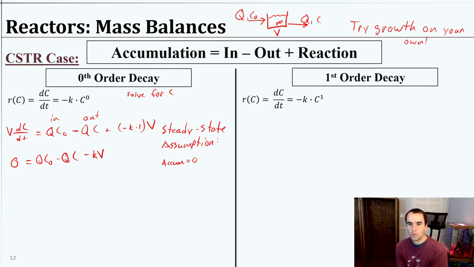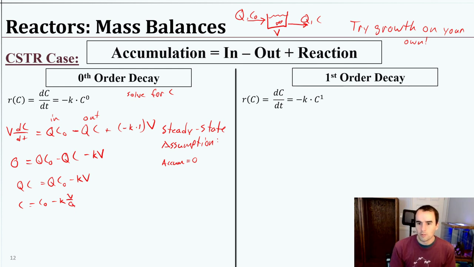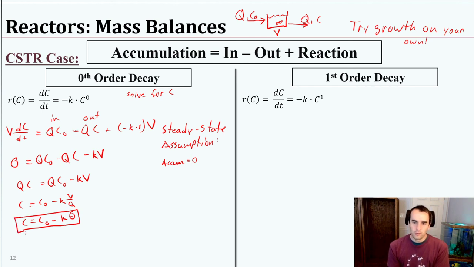All right, so in this case, let's go ahead and move QC over here: QC equals QC naught minus K times V. Now, one thing we can do is divide everything by Q. That's going to help, and because we have the same Q on both sides here, that's pretty convenient. C equals C naught minus K times V over Q. And if you were paying attention earlier, you would recognize that V over Q is the same thing as our hydraulic retention time, theta. So here we already see one way in which theta is useful as a design parameter. It's applied directly right there. It captures both pieces of information in one value.